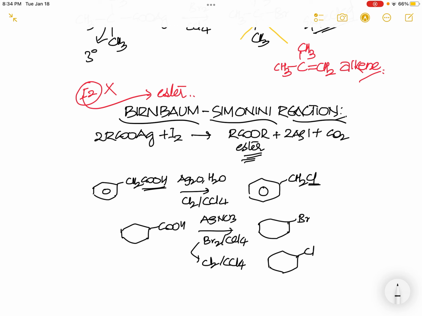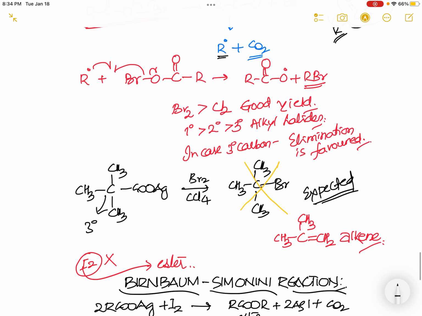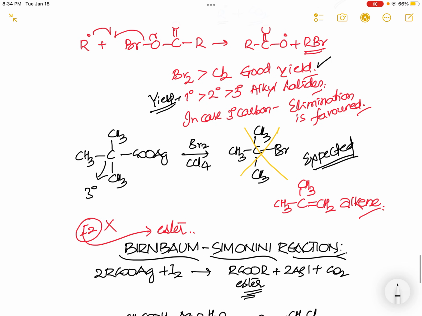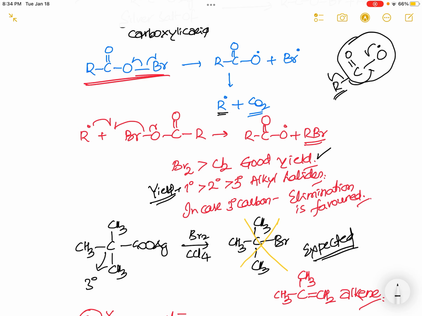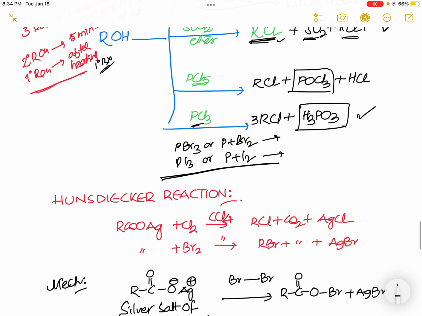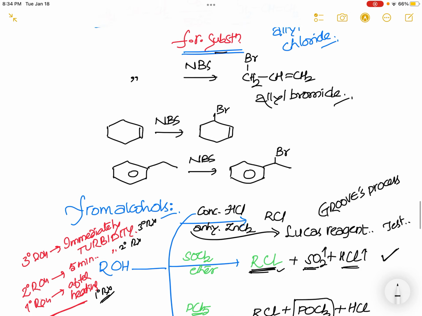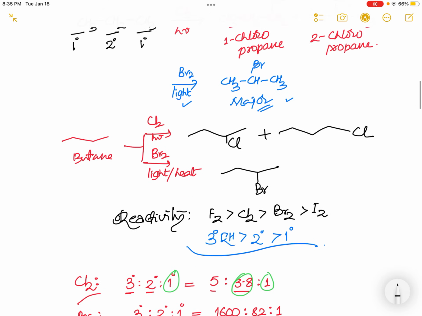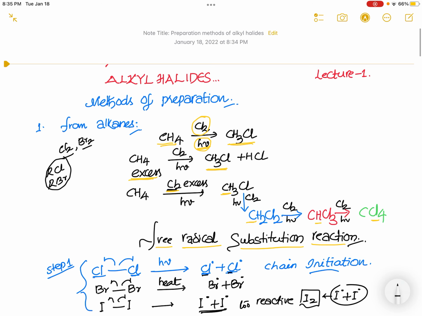That is the first point. For the yield of halides, primary is best, then secondary, then tertiary. For bromine and chlorine, in terms of yield, bromine is better. Iodine will give you esters. That is one very special point. These are a few important methods of preparation of alkyl halides: from alkanes, from alkenes, from alcohols, and from acid salts. These four methods we were discussing, along with the Finkelstein reaction and the Schwarz reaction. So you just go through all this. Any doubts, you can ask me anytime. Thank you.